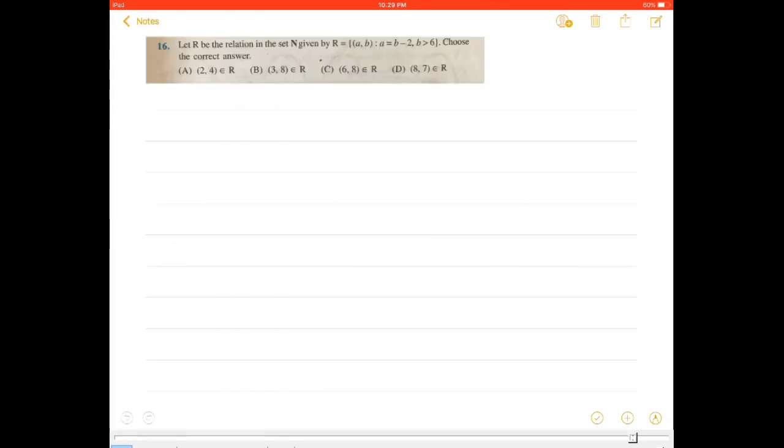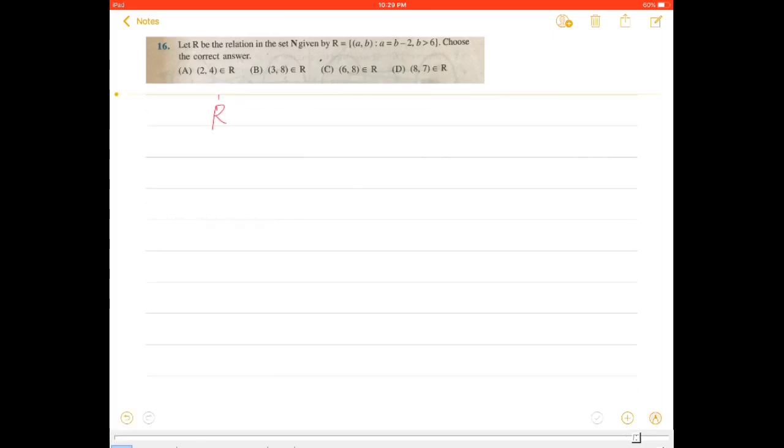Now let's do the 16th question quickly. Let me read the question first. Let R be the relation in the set N given by R equals {(a, b) such that a equals b minus 2, b greater than 6}.